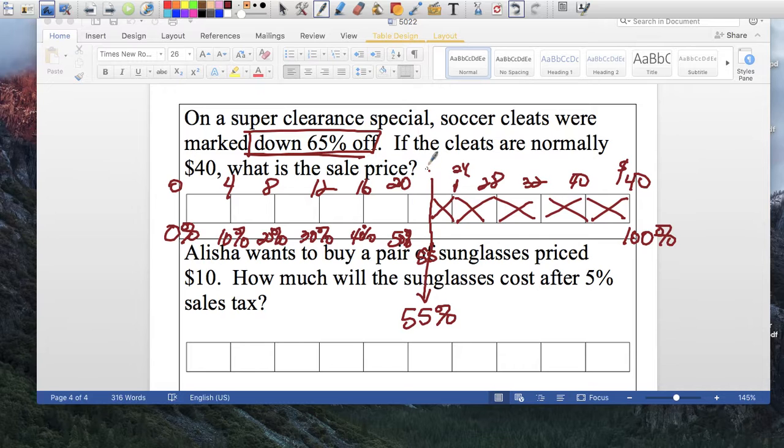So what's here? I'll put a question mark. So every box is 4, 4, 4, 4, 4. This has to be a 2. So 20 plus 2 is $22. So the soccer cleats were $22.